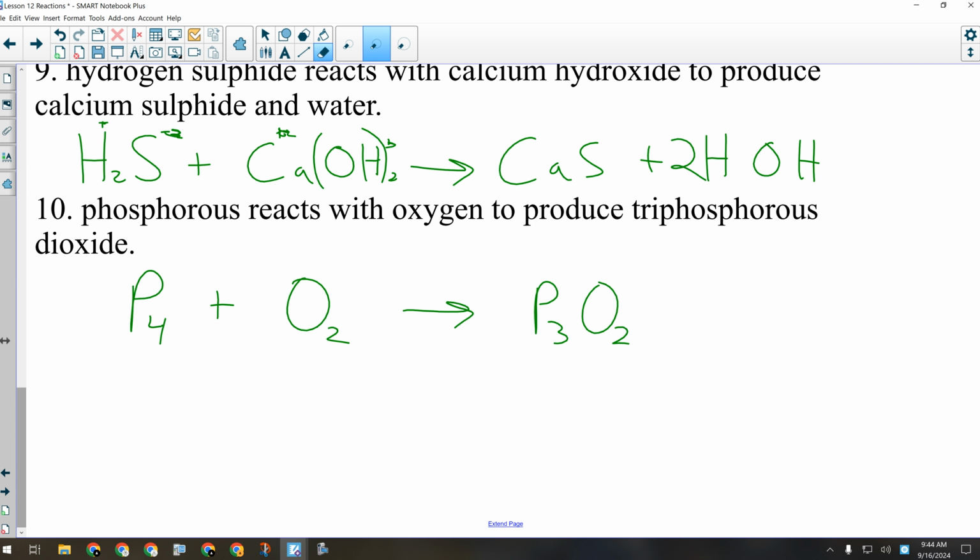Phosphorus. Okay, so 4 is the biggest number. 4 on one side, 3 on the other. Lowest common multiple: 12. All right, so I put a 3 here to get 12, and I put a 4 there to get 12. How many oxygen does that give me?